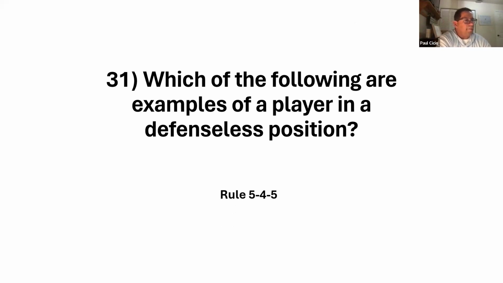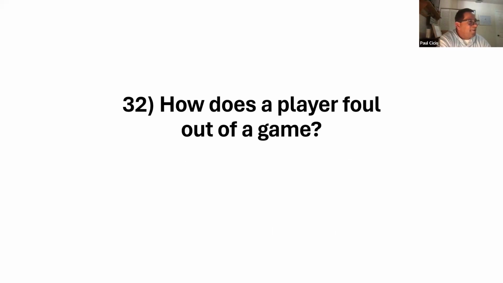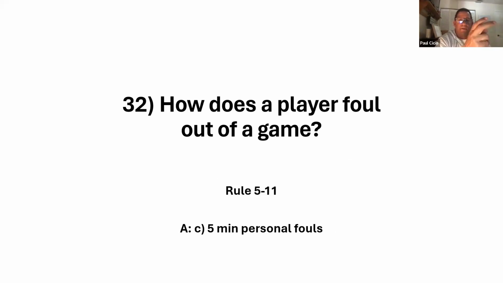31. Which of the following are examples of a player in a defenseless position? All are examples. Setting a pick, just kidding. 32. How does a player foul out of a game? There we go. 5 minutes of personal fouls. So that's a slash, a deep pocket, a trip, unnecessary roughness, illegal body check. Not offsides, not a conduct foul, not a push from behind. Those are 30 seconds. So it's got to be 1 minute. And if the personals add up to 5 minutes, he fouls out.